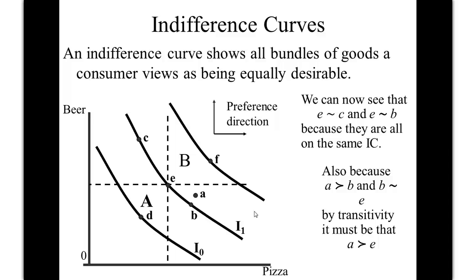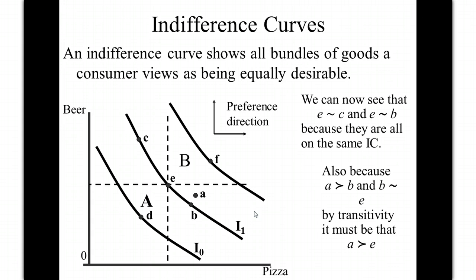Because of our assumption of non-satiation, i.e. that more is better, the preference direction is up and to the right. The consumer would prefer more of both goods. And what the indifference curve shows is bundles of goods that have the same level of utility. So sets of consumption bundles where the individual is indifferent between them. If you offer the individual either B, E, or C, the individual will be indifferent between them. Consumption bundles B, E, and C all offer the same level of utility, even though each of them is made up of different quantities of pizza and beer.